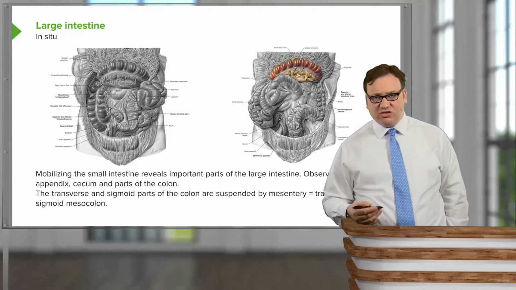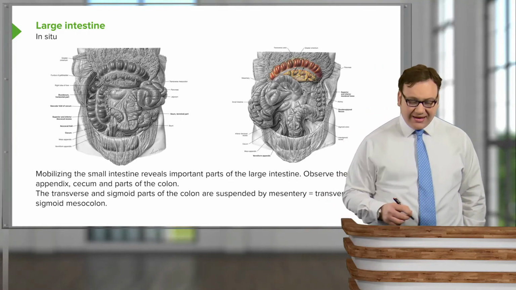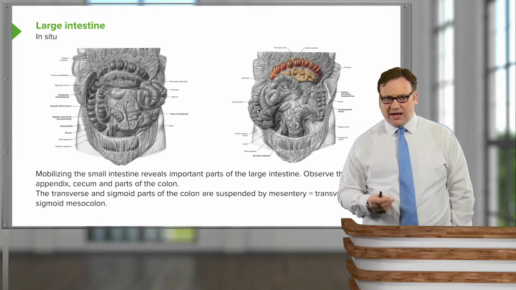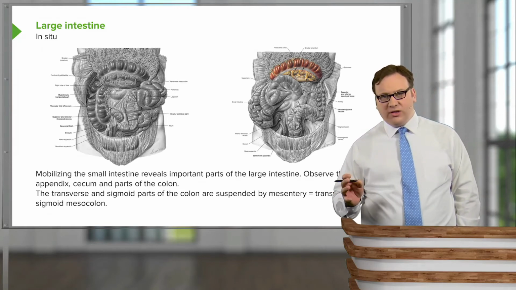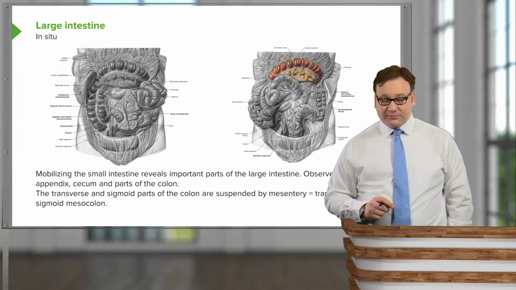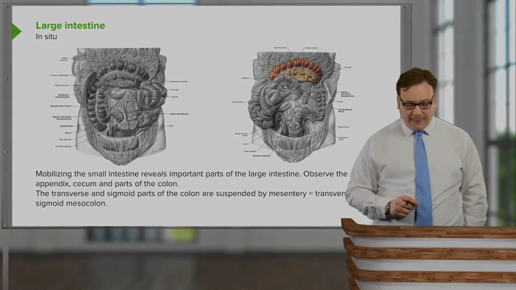These give these regions greater mobility. The appendix attached to the cecum also has a small mesentery, the mesoappendix. But like I said, I'll explore these mesenteries in a later lecture.